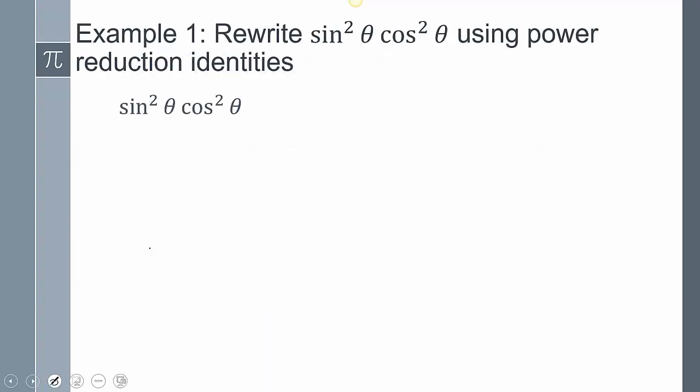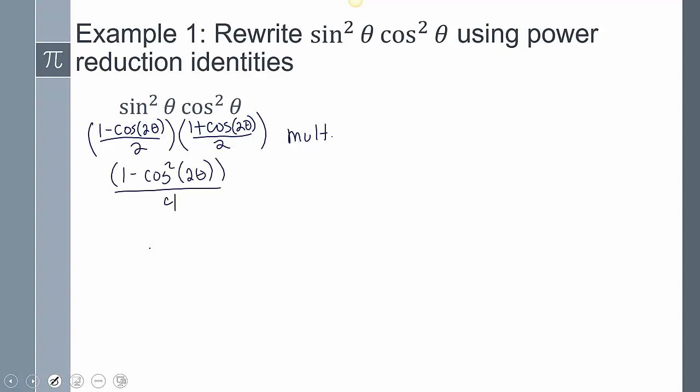So look at this. What if I had sine squared theta times cosine squared theta? And I want to be able to reduce it down. Well, using our identities, we said sine squared theta was 1 minus cosine 2 theta over 2. And then cosine squared theta was 1 plus cosine of 2 theta over 2. Now when I FOIL this and multiply it together, I get 1 minus cosine squared.